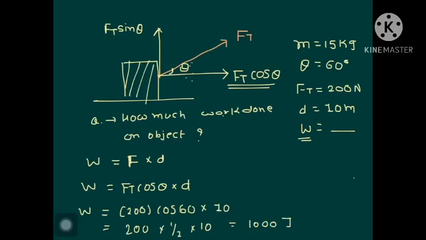So what does it mean? Work done is equal to 1000 joule. In this equation, did you see any value of the friction? Did we consider the friction in this case?